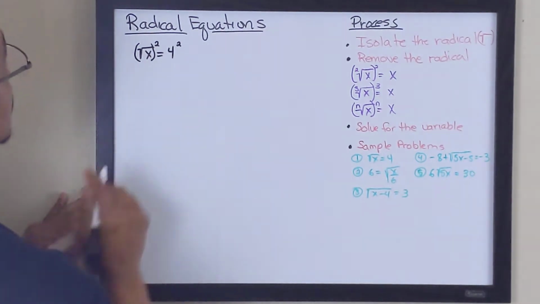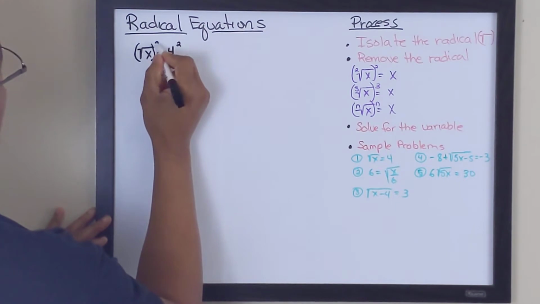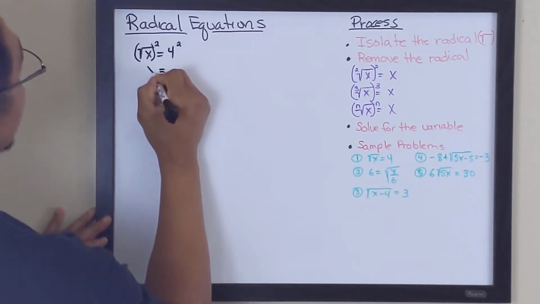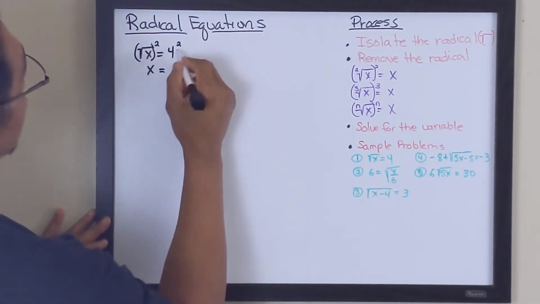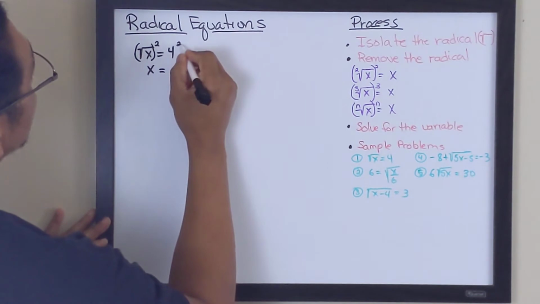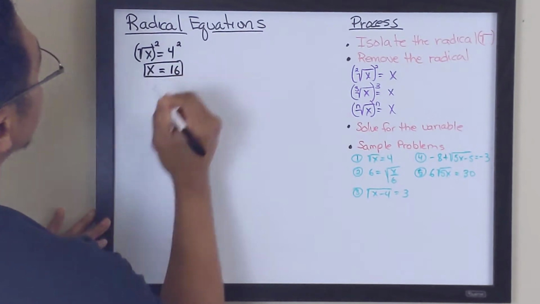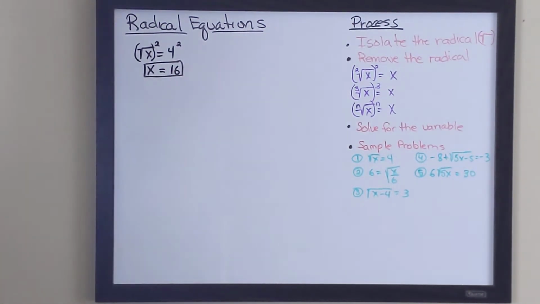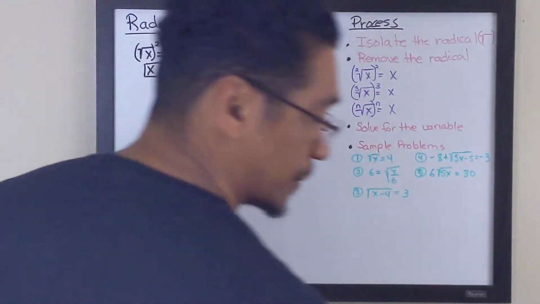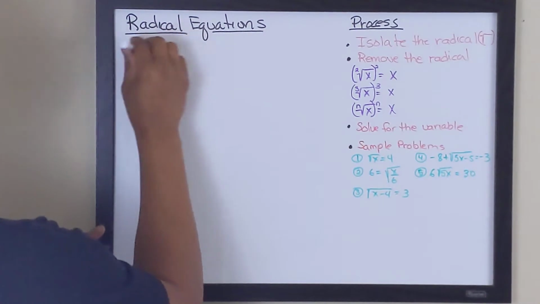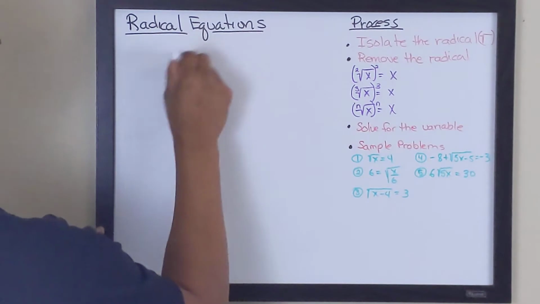So I would also have to raise this 4 to the power of 2. Raising this square root of x to the power of 2 will give me a value of x. It will just basically get rid of my radical, and on this side of the equation I will be left with 4 squared, which is 16. So that is my answer for that first example. Let me go ahead and erase this one, and let's move on to the next example.